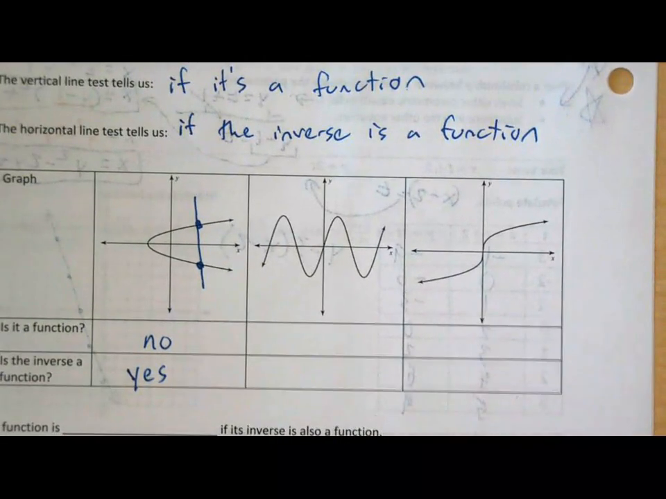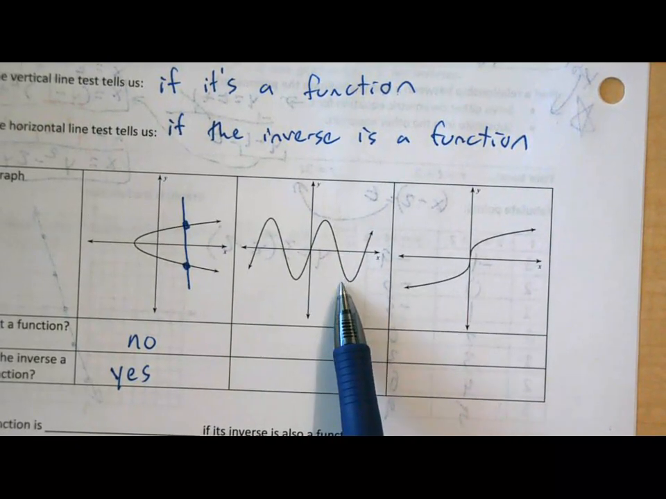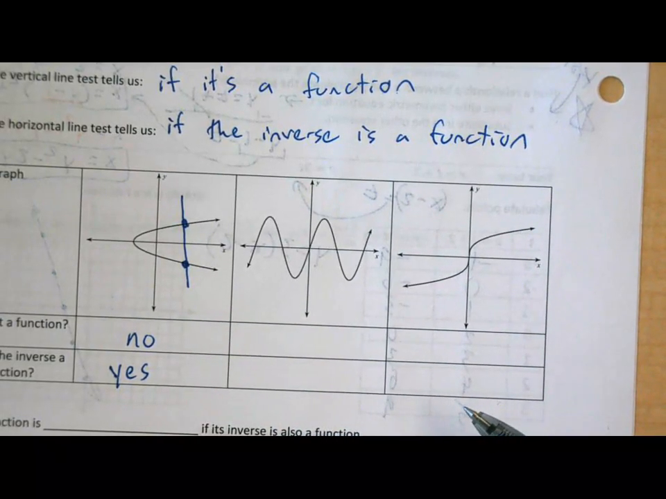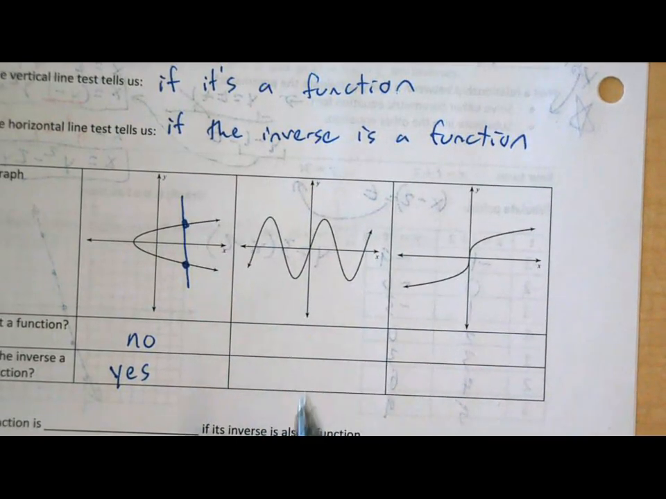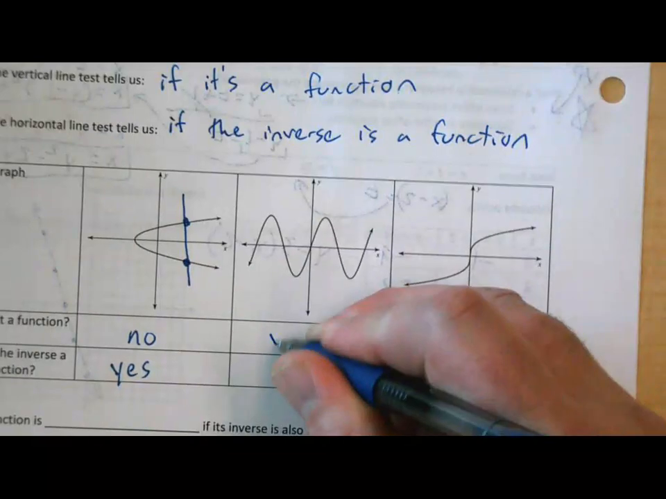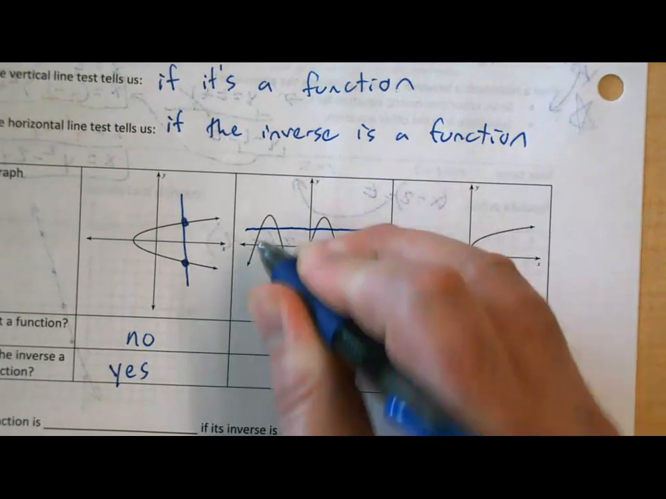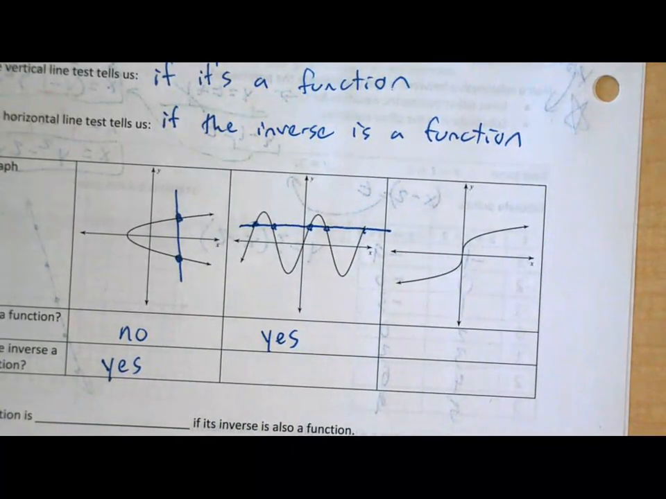Anybody know what this second one is a graph of? It's a sine graph. Yeah, sine of x would be the parent function for it. Could actually be cosine also. And sine and cosine are functions, yes or no? Do they pass a vertical line test? Yep. Is the inverse of sine and or cosine a function? Would they pass a horizontal line test? No, that would fail miserably, wouldn't it? Like in an infinite number of places, because that pattern goes on infinitely.